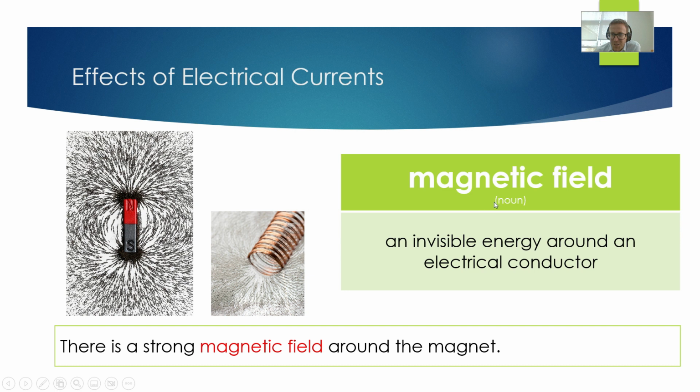For spelling and pronunciation, magnetic we did before, field is F-I-E-L-D, and it sounds like one sound, but it's a bit like two, field. So you need to remember that the I and the E do make a slightly different sound. For stress, we have a stronger sound on magnetic, and field is just one.